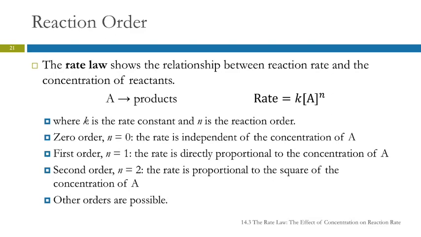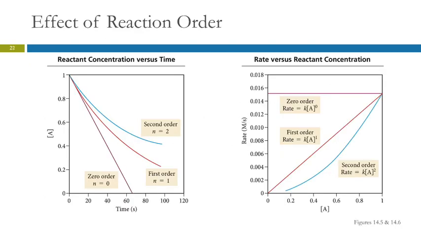So let's look at some graphs. Here we're looking at reactant concentration versus time. So the concentration of A as a function of time. For all of these reactions, that concentration goes down. For the 0 order, we see that it goes down in a linear fashion. It's a straight line. The slope of this line is the rate. So the rate isn't changing, it's constant.